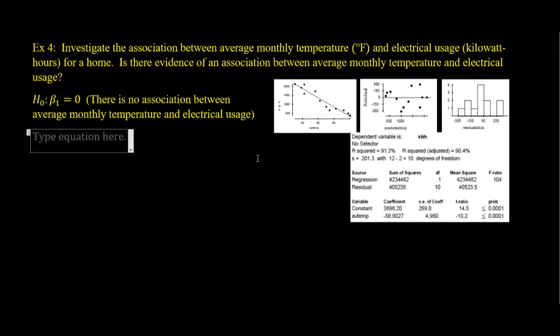The alternative hypothesis is that beta 1, again our slope, does not equal 0. So we're saying there is an association between average monthly temperature and electrical usage.